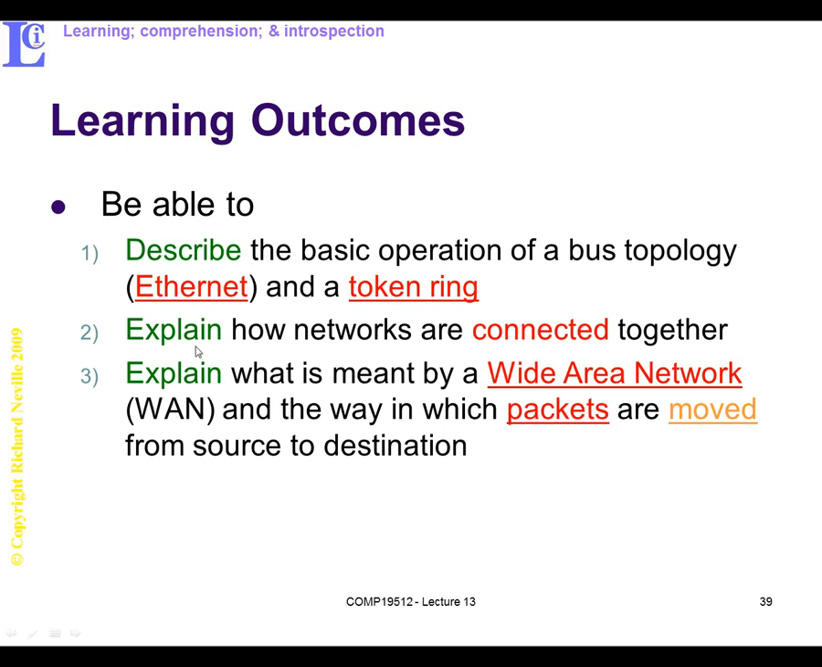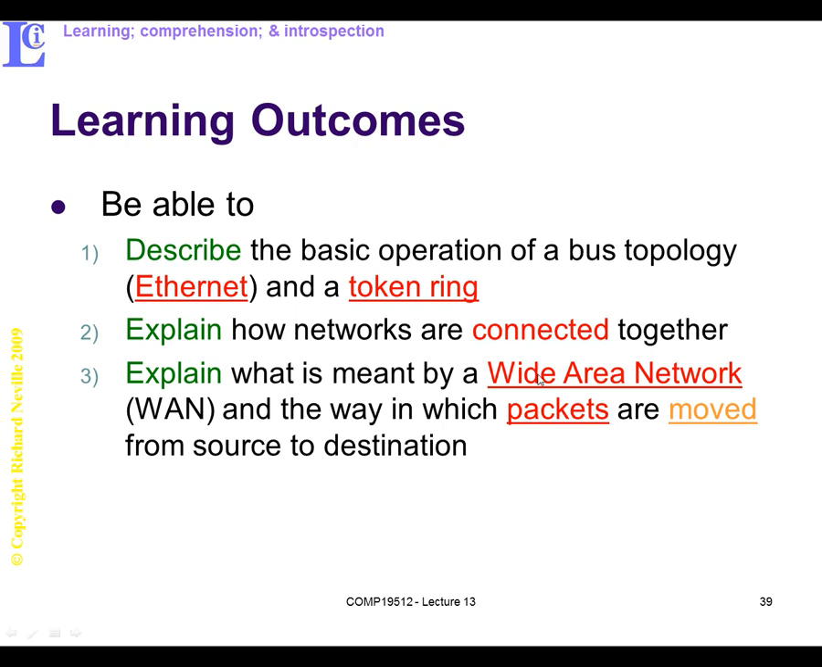Then we're going to see how we connect these two different entities. Well, if we're connecting token ring to token ring, how do we connect them? And if we connect two different ones, Ethernet to token ring, how do we connect them? So we're going to explain how we connect these either similar networks, smaller networks, local area networks, or different networks together, and we'll have some naming conventions for that.